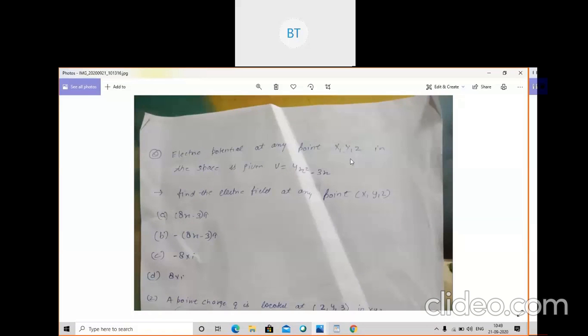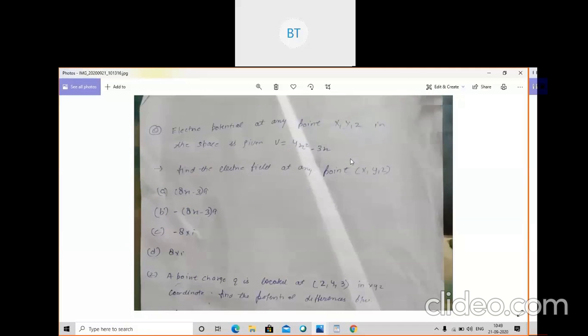The first question is: electric potential at any point x, y, z in space is given as V equal to 4x square minus 3x. They are asking for the electric field at any point x, y, z. These are your options. So please write the question. There are 3 questions I have taken for you.